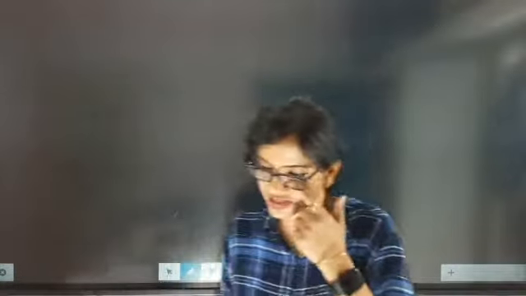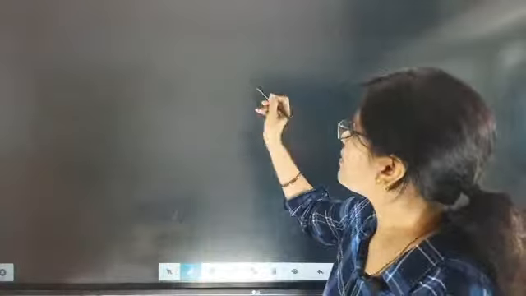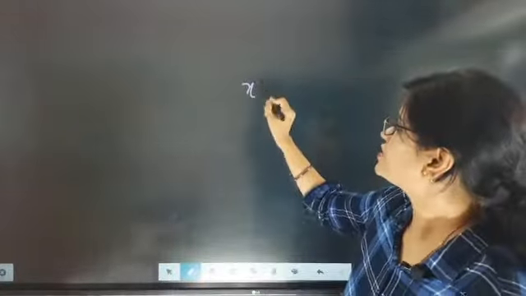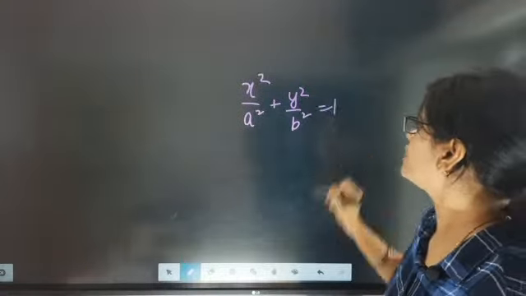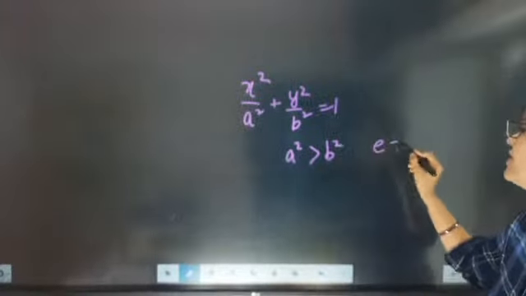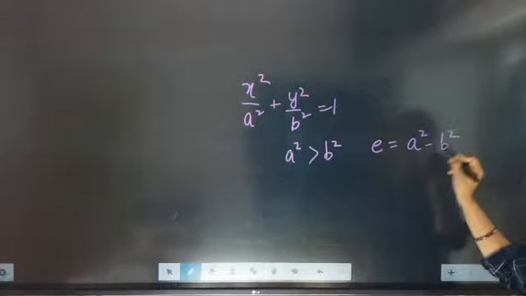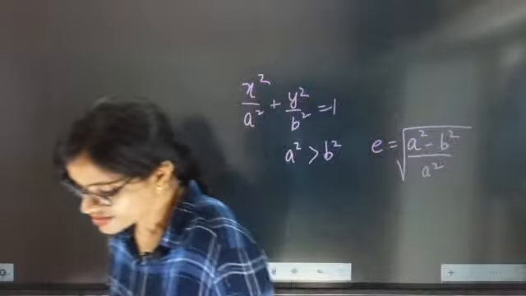Anyways, because the 12th examination is there now, I think eccentricity we have understood, so you don't have to worry. You can ask me doubts anytime. Now the eccentricity part we have understood. What is the eccentricity? When x square by a square plus y square by b square equals 1, and a square is greater than or equal to b square, then the eccentricity is the square root of a square minus b square by a square. So eccentricity will be this one.